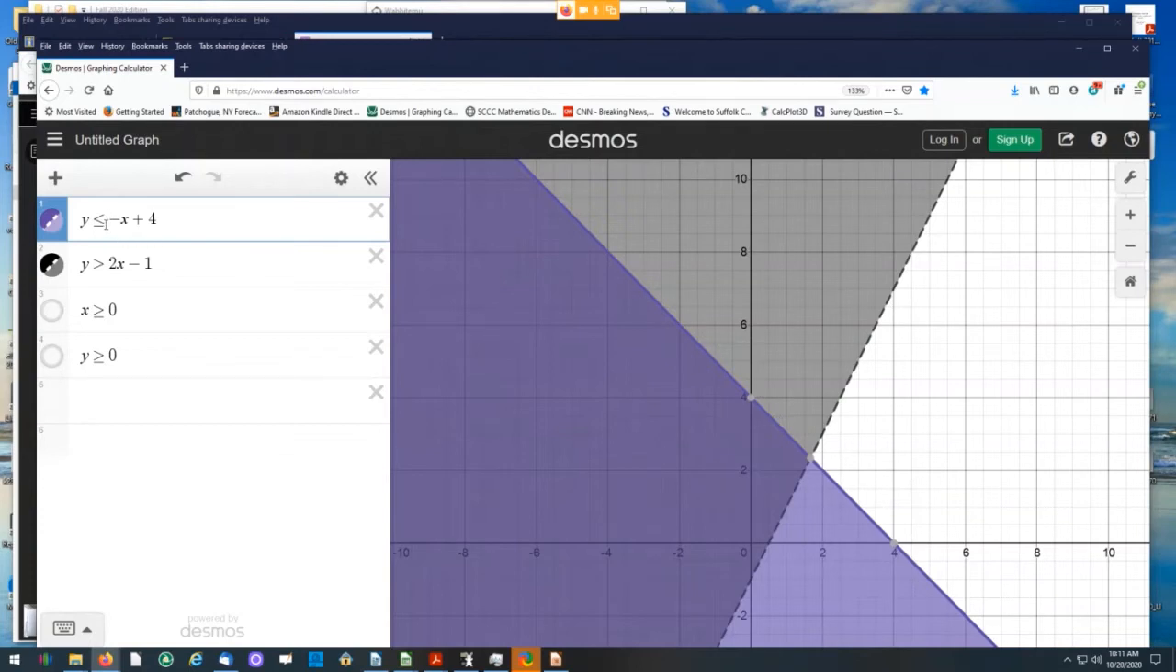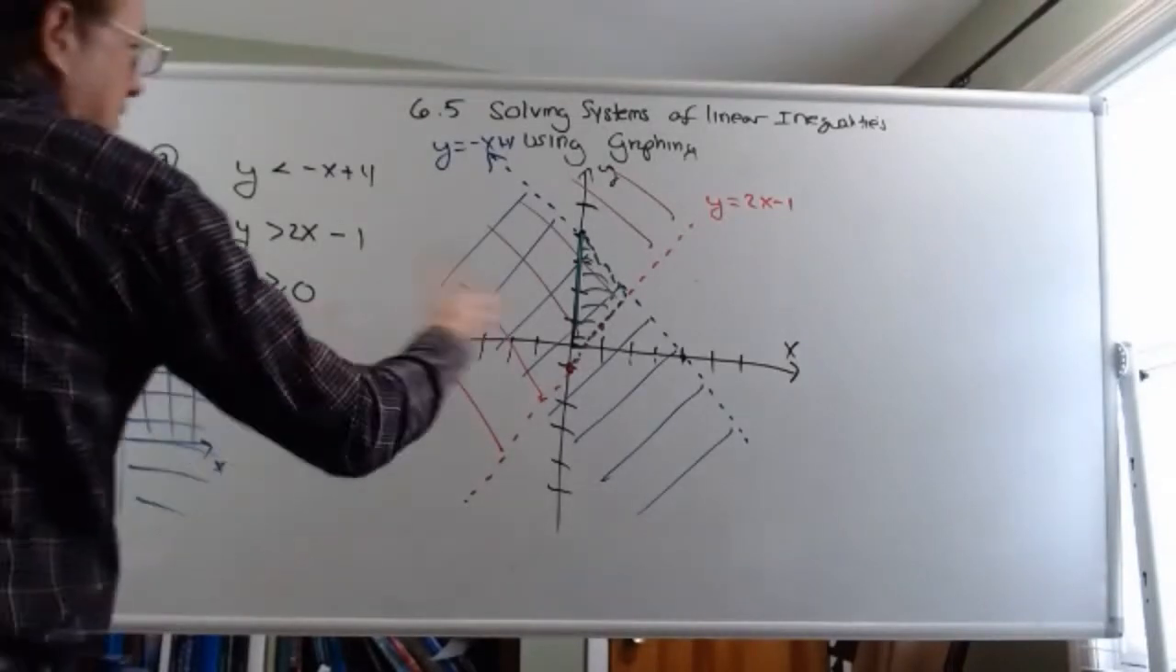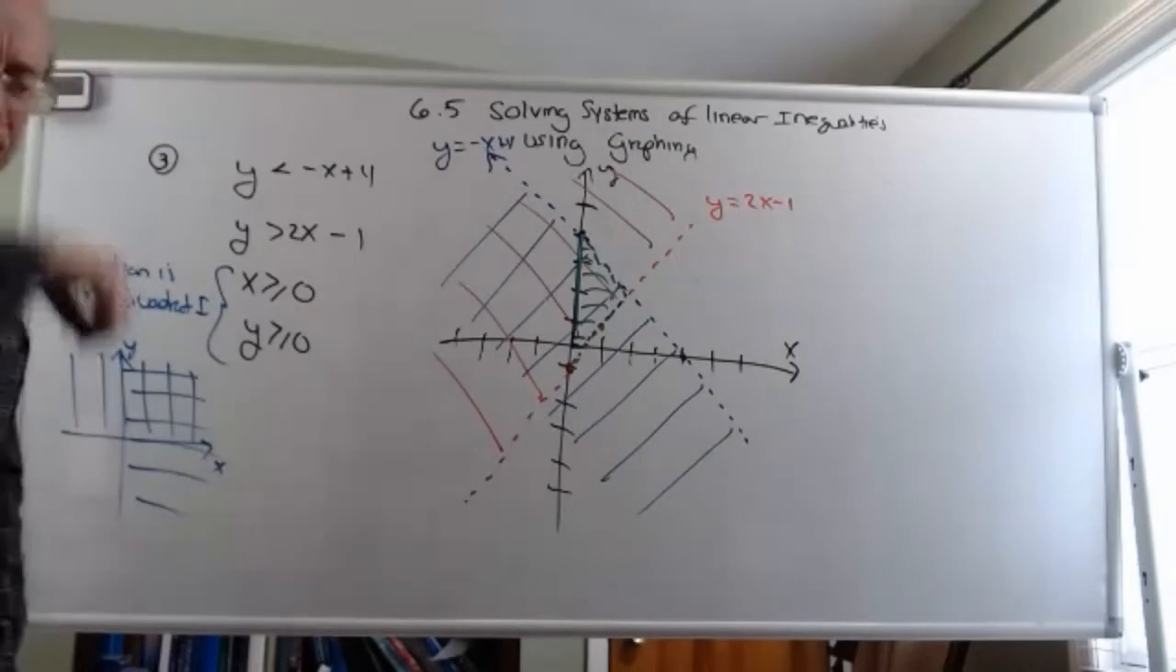So hopefully you see now why it's dashed or solid over here. But that's my solution over here. And I can change the colors to make it look a little bit more interesting if I wanted to. So all the things we've done in this section would follow that same process.